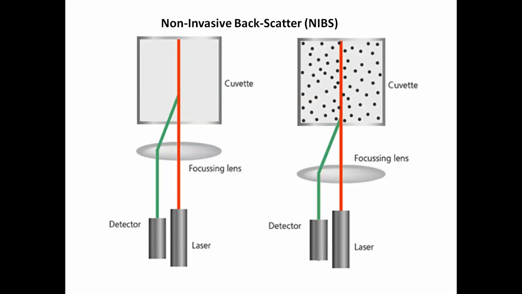This is the non-invasive backscattering NIBS technique, in which we use different cuvettes. You know, the cuvette is a very small vessel in which we keep the liquid in which we have suspended particles. So the laser source will be there. There will be a focus lens, then it will come up to the cuvette, and then the light scattering will take place. The scattered light will be detected by means of a detector.